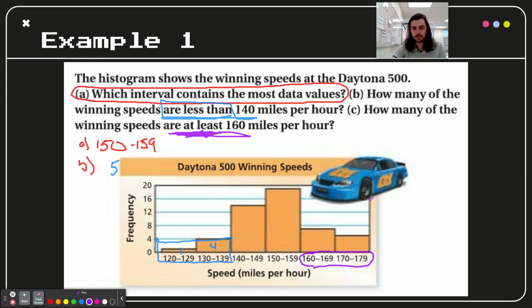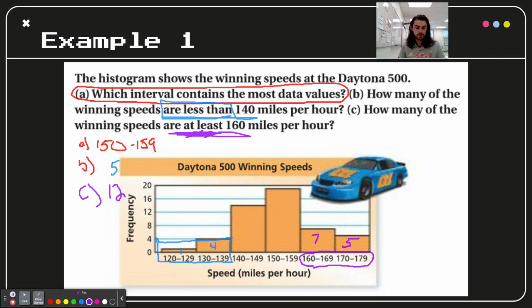So between 160 and 179, what do we have? This looks like it's 1 shy, so I'm going to say that's about 7. And that looks like it's about 1 over, so that's going to be 5. And 7 plus 5 for part C tells me that I have 12 winning speeds that are at least 160 miles an hour.